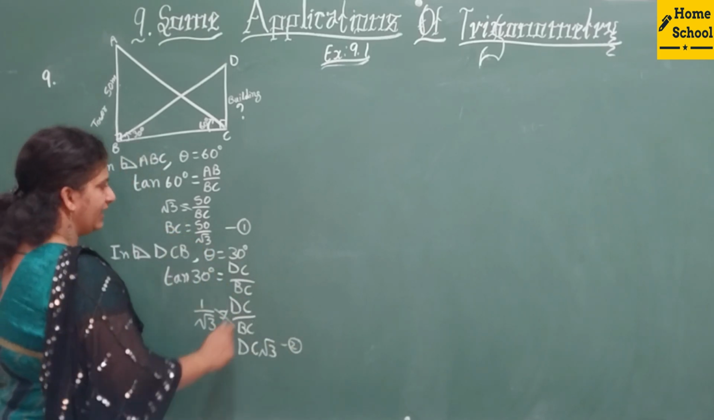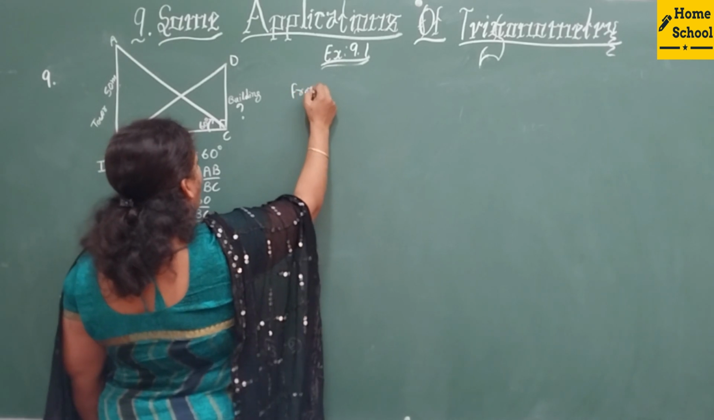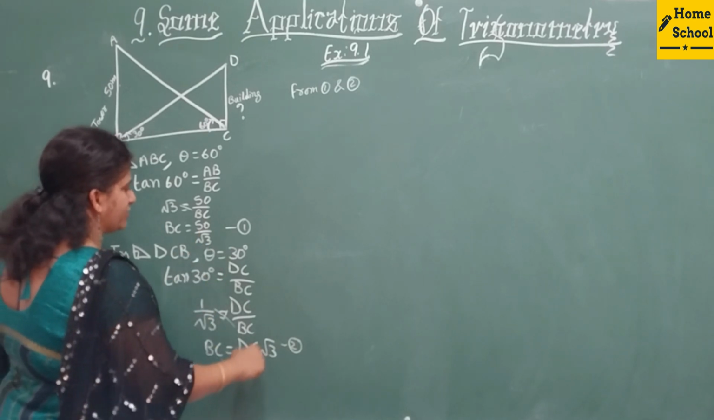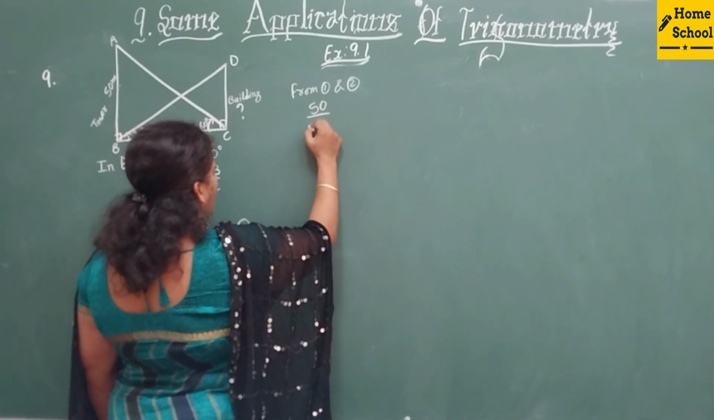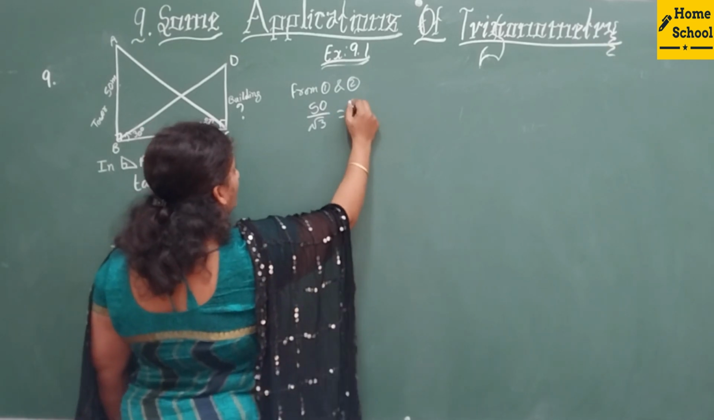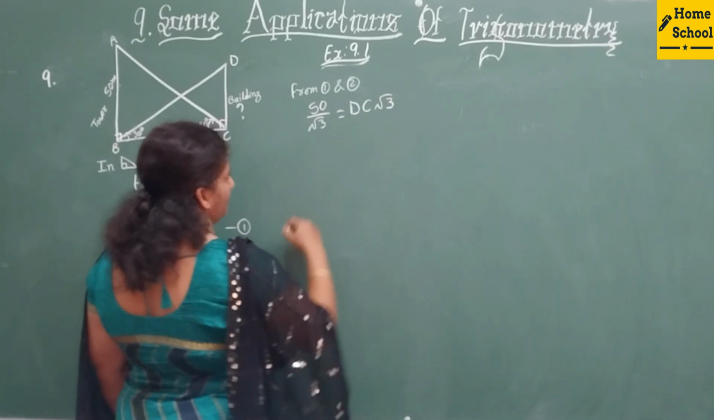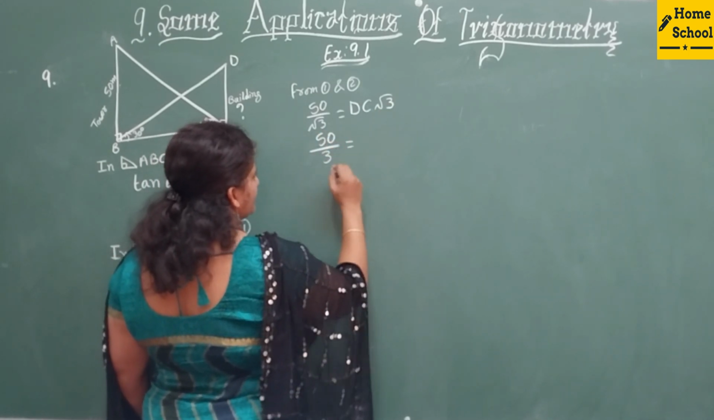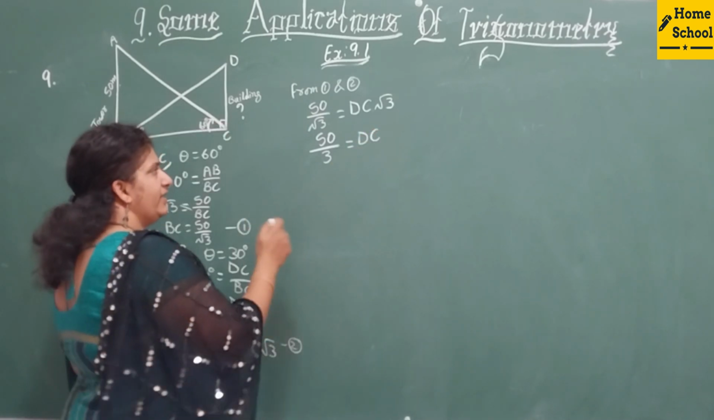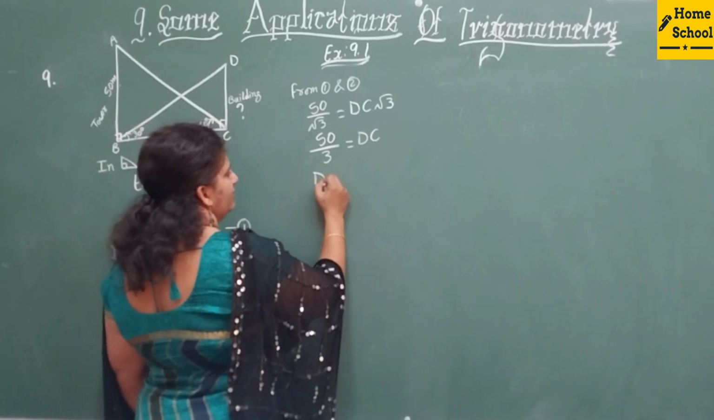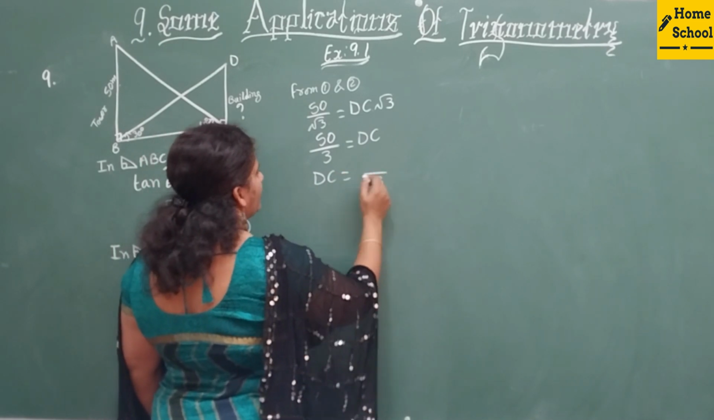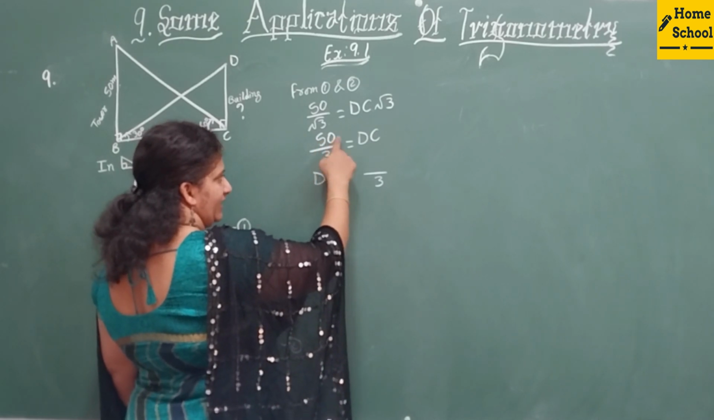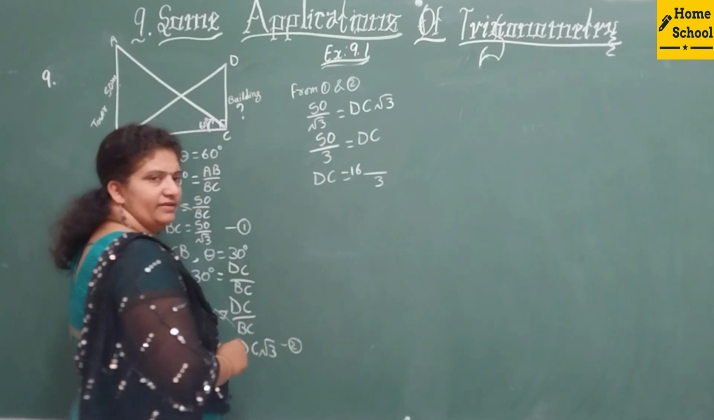Both compare and equate from equation 1 and 2. These two are equal. So equate these two. 50 by root 3 is equal to DC root 3. 50 by root 3 into root 3 is equal to DC. Now write this in the form of mixed fraction. DC is equal to 3 ones are 3 and here 2 left 20, 3 6 are 18. Right.